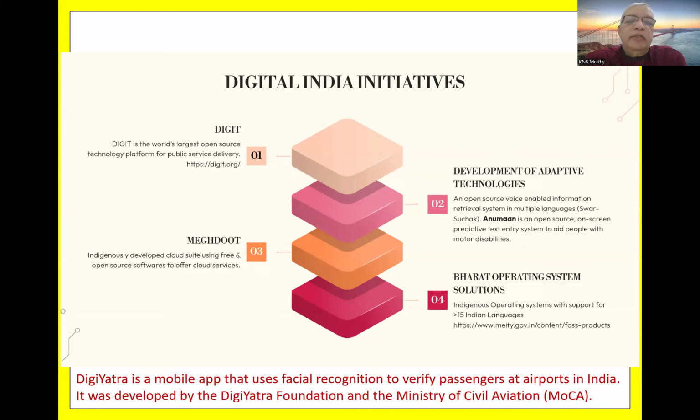Digital India initiatives, there are several. I will try to mention a few. First one, Digit. Digit is the world's largest open source technology platform for public service delivery. Second, development of adaptive technologies. An open source voice enabled information retrieval system in multiple languages.